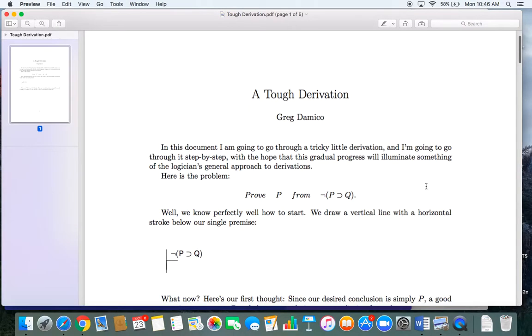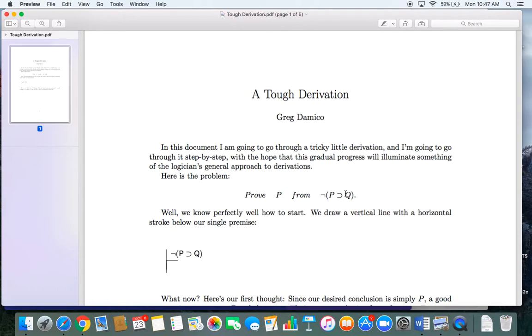All right, I wanted to go through a tricky little derivation problem with you. The idea is not that you will be encountering proofs this hard in this class in general. In fact, you won't. But I think this problem is illustrative of the kind of thinking you need to be doing in order to get through these things. So I wanted to try to give you a sense of what's in the logician's mind when he or she is trying to do one of these proofs.